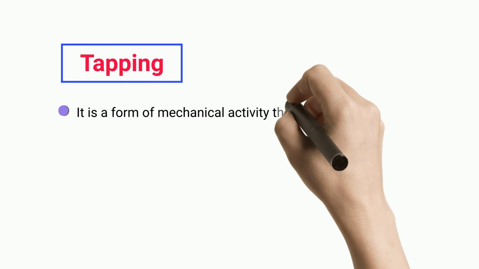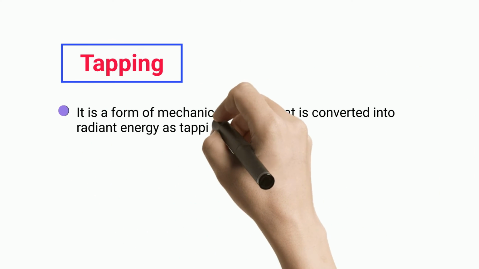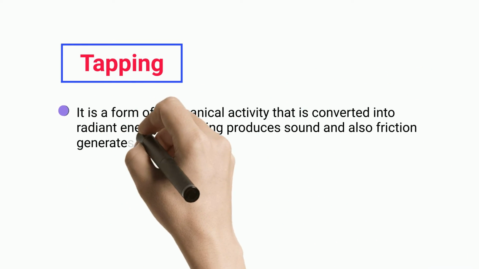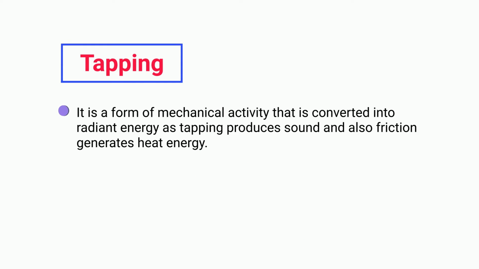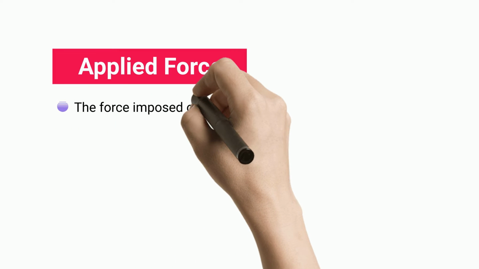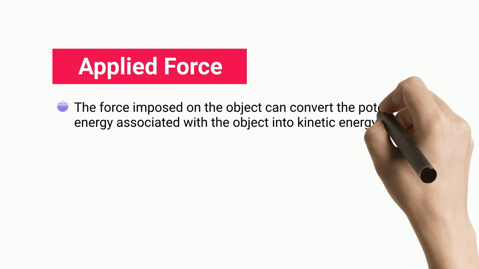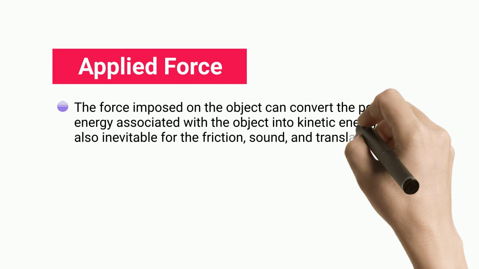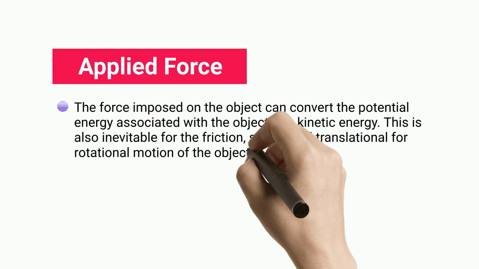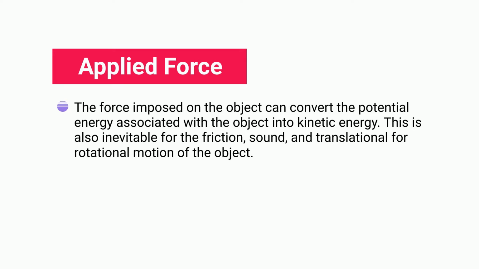Tapping. It is a form of mechanical activity that is converted into radiant energy, as tapping produces sound and also friction generates heat energy. Applied force. The force imposed on the object can convert the potential energy associated with the object into kinetic energy. This is also inevitable for the friction, sound, and translational or rotational motion of the object.